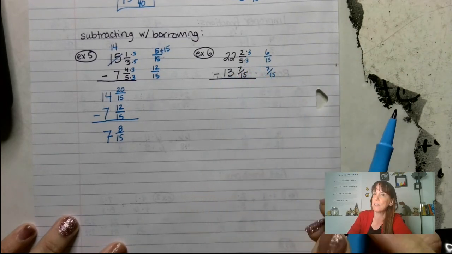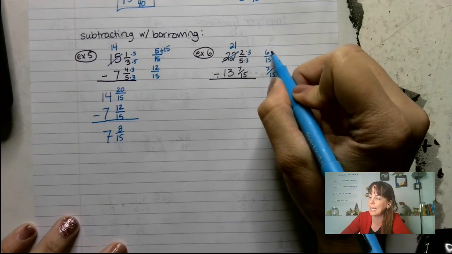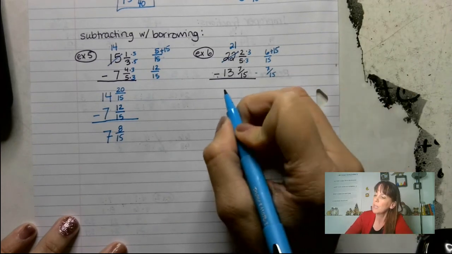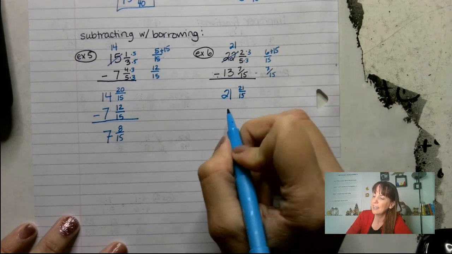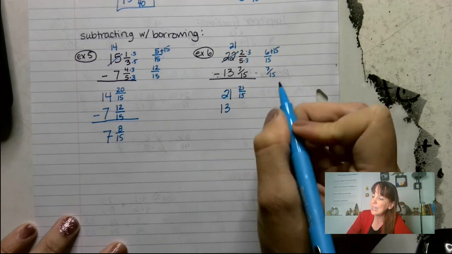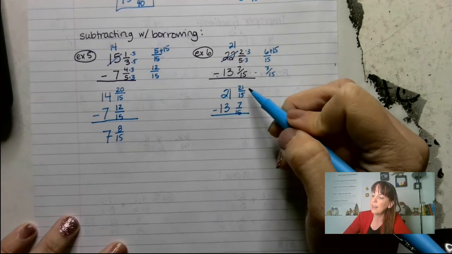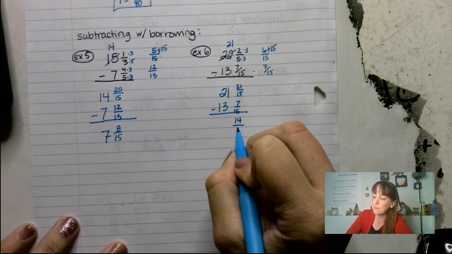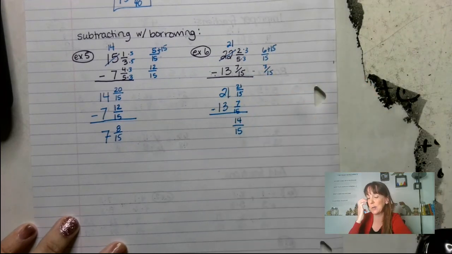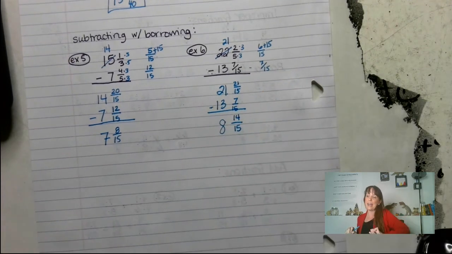6 minus 7, that gives me a negative number, so I need to borrow. So this is going to be 21. Whatever this is on the bottom, I add it up here. So let's rewrite that. 21 and 21/15 minus 13 and 7/15. All right, so that on this side is going to give me 21 minus 7 is going to be 14/15. 21 minus 13 is going to give me 8. So 8 and 14/15. That would be my answer there.